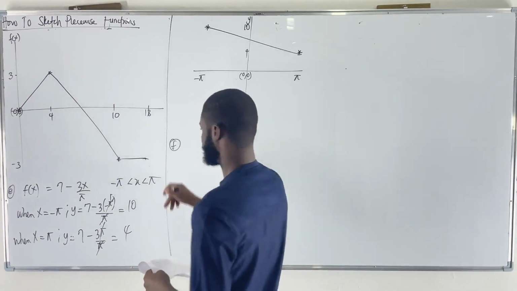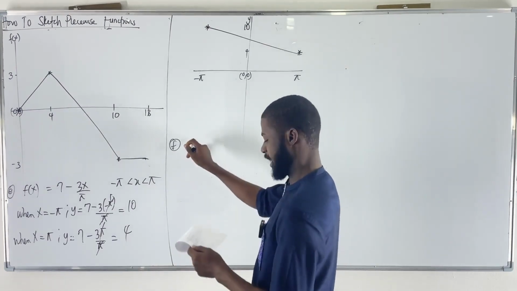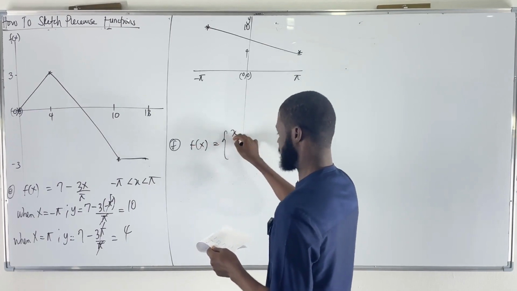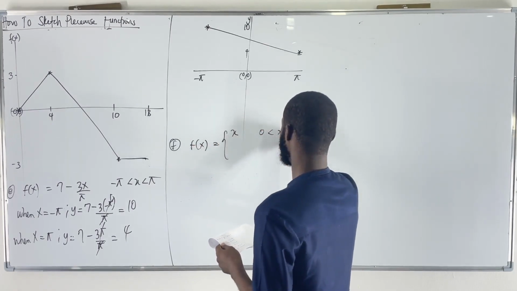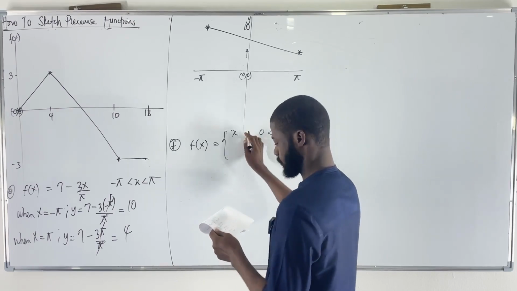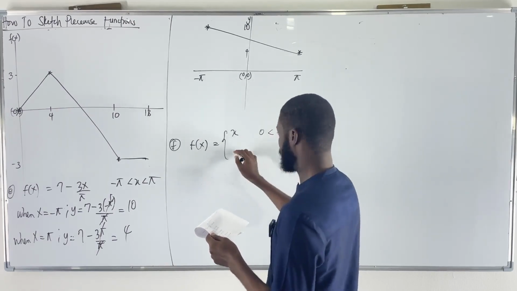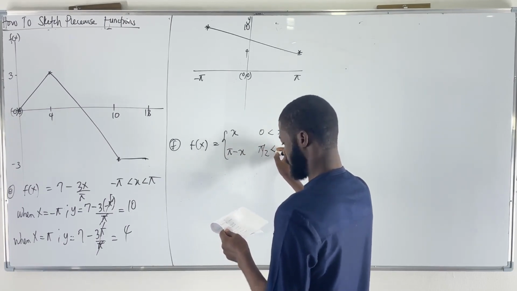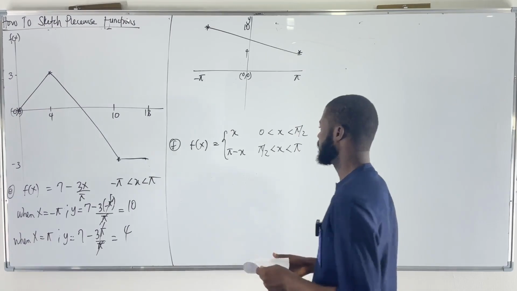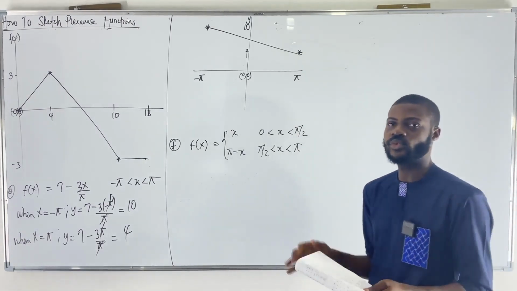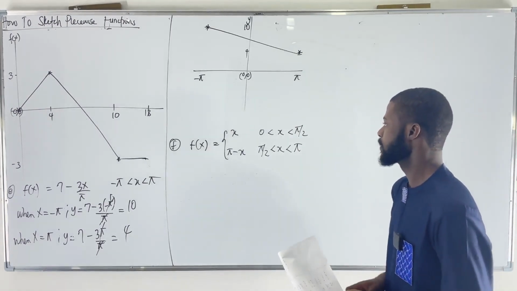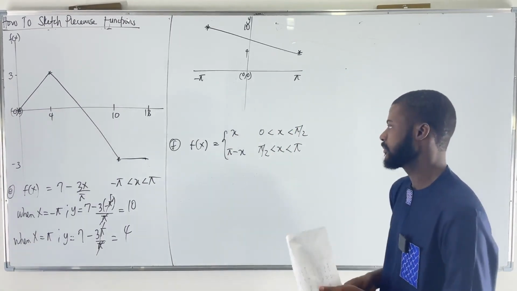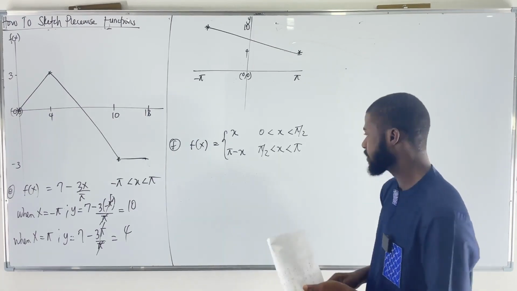So f. For f of x, we have x for 0 less than x less than pi over 2, and then pi minus x for pi over 2 less than x less than pi. My main aim is to just sketch this. First of all, this one is actually easy. You know how x looks because we've done something like that before.